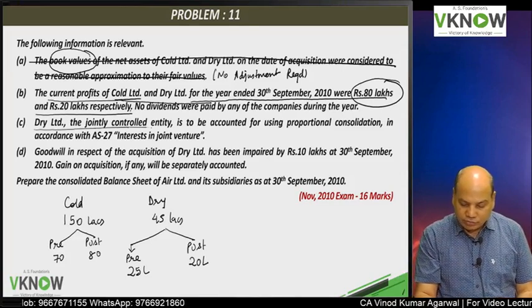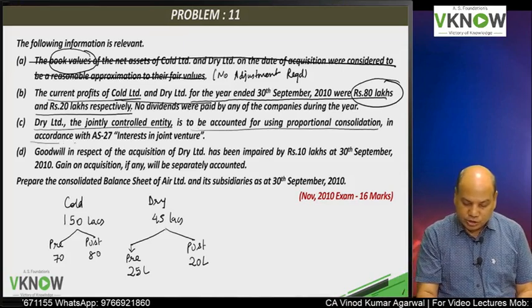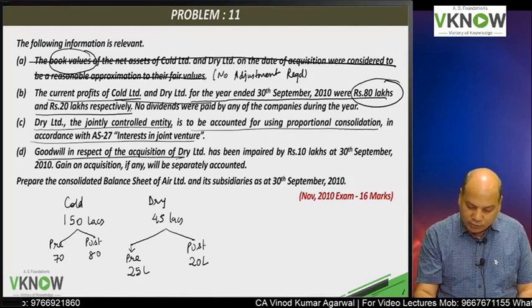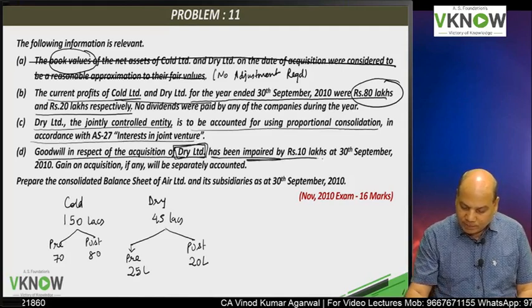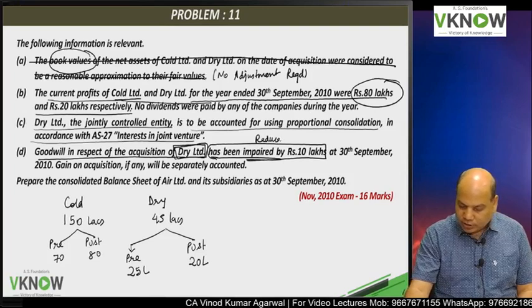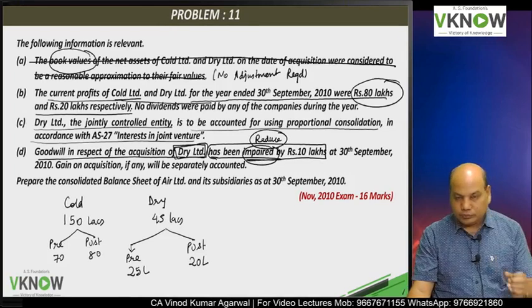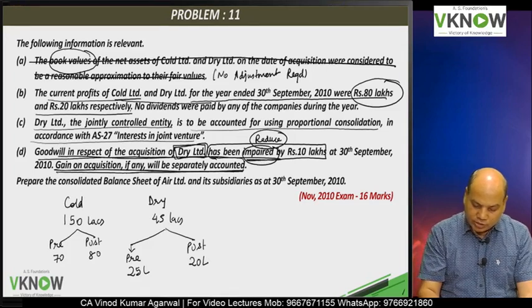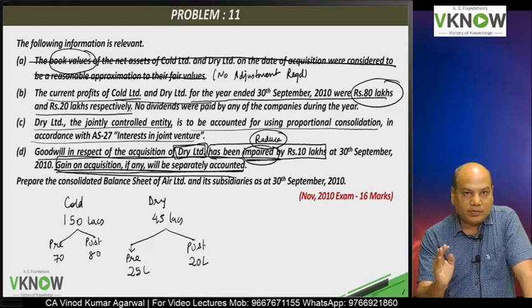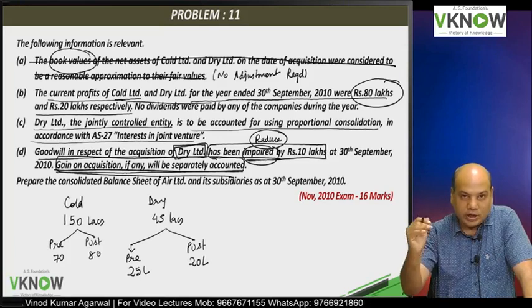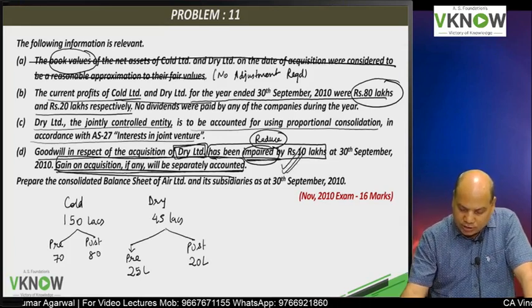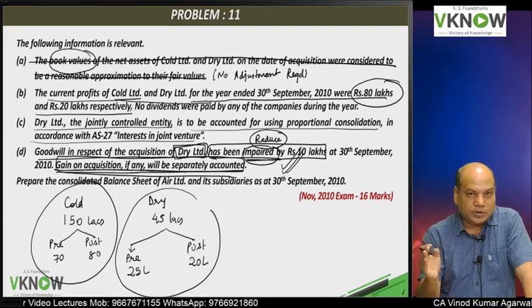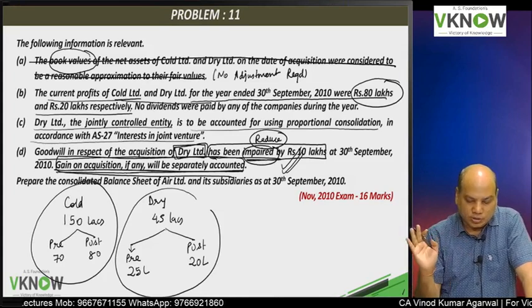Now it says Dry Limited is a jointly controlled entity, will be accounted using proportionate consolidation method. Again, this line was not required. We are going to do the same. Goodwill in respect of acquisition of Dry Limited has been impaired by 10 lakh. So reduce goodwill by 10 lakh. Impaired means reduced. Okay, its value has gone down. Gain on acquisition, if any, will be separately accounted. Gain on acquisition means capital reserve. If there is a capital reserve, show separately. If there is a goodwill of Dry, reduce it by 10. So this is only one adjustment given, and the other adjustment, like every consolidation problem, you have to divide the profits of subsidiary and joint venture in pre and post acquisition portion.